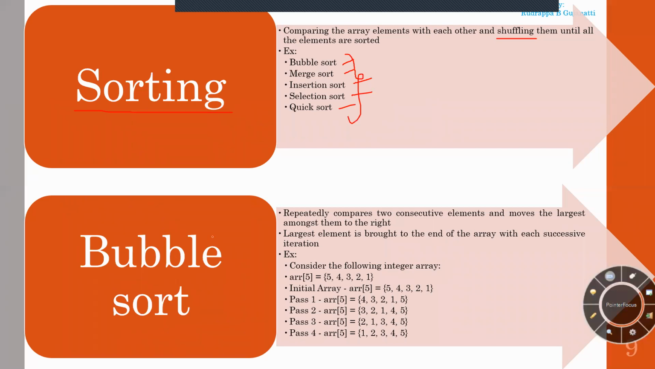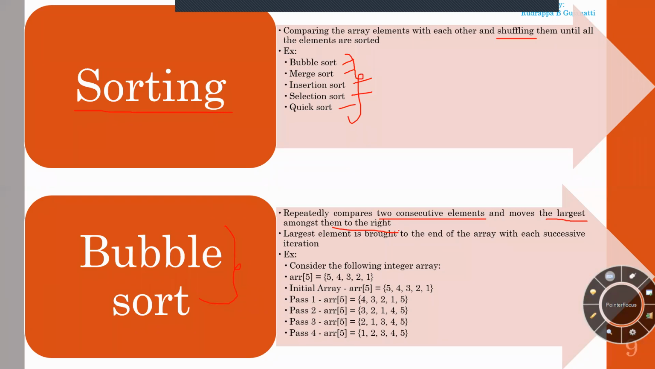So in the present scenario, we'll be discussing bubble sort. So what is actually bubble sort? In this one, two consecutive elements which are present in the array are compared repeatedly, and in this process you are moving the largest element which is present in the array towards the right.